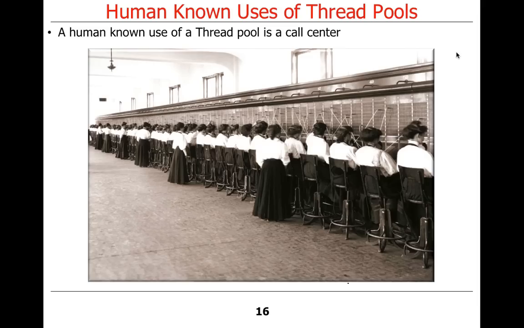Here's a nice example of a human known use of thread pools. Anybody know what this is? Yeah, it's back in the bad old days, before we had automatic telephone switching systems. There'd be a whole bank of operators who would sit there and connect the wires together manually. So that's a good example of a thread pool. There's a pool of people who are sitting there doing stuff, and actually back in those days there probably weren't more telephone calls than there were people to plug them in. But nowadays, obviously, you're not going to have every single person in the country spending time connecting up telephone circuits manually. So there's a pool, and of course, more recently, a call center.